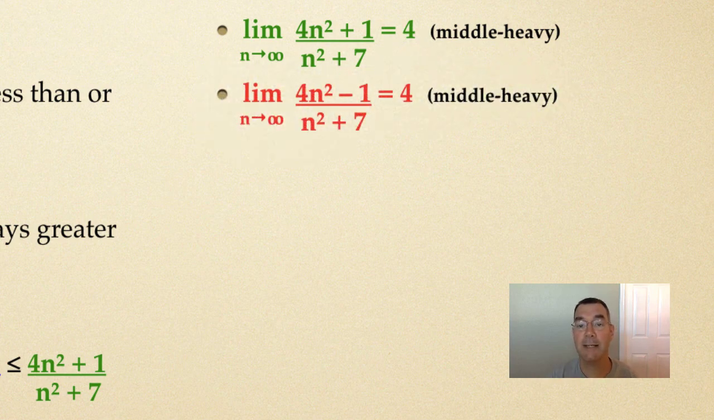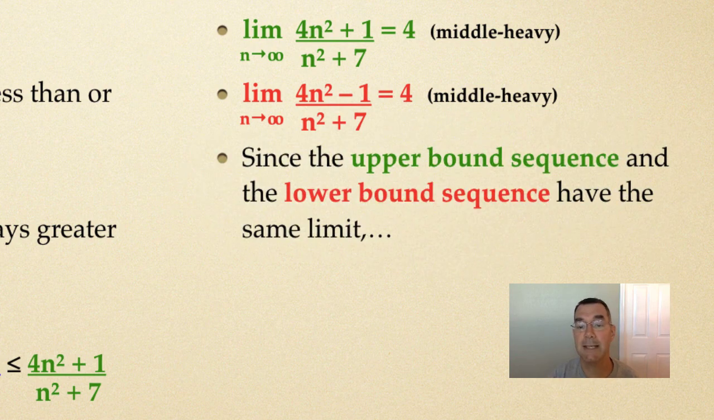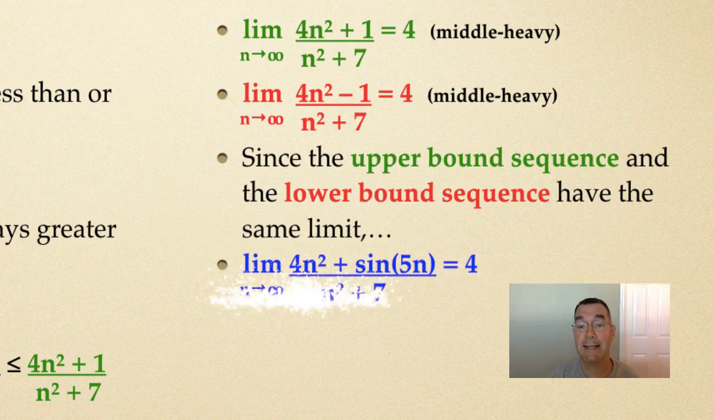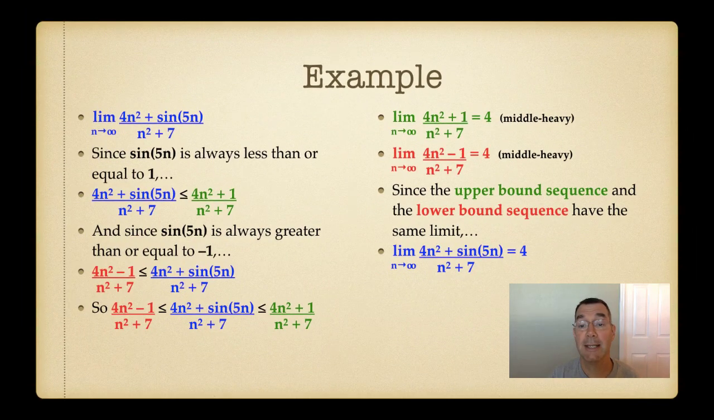Then if I look at the red sequence, the one that's always less than or equal to the given sequence, that also is middle heavy, and as n approaches infinity, that sequence approaches 4. So both sequences, the one above and the one below, approach 4 as n approaches infinity. So what that means is the function that is squeezed in the middle is also going to have a limit of 4 as n approaches infinity.